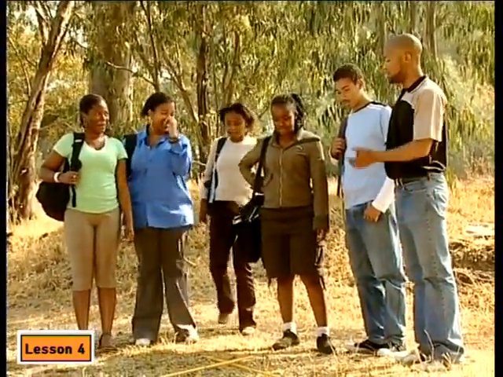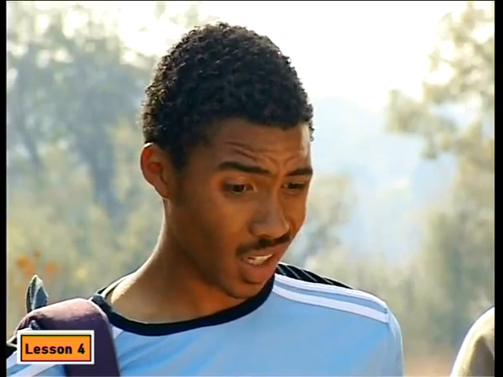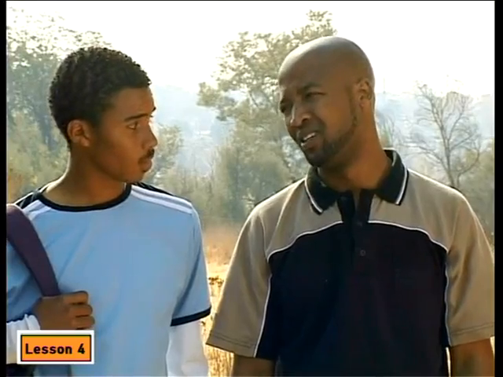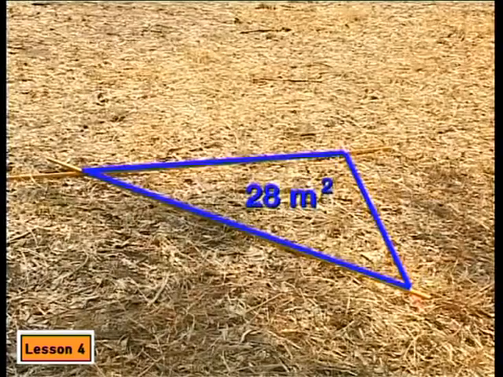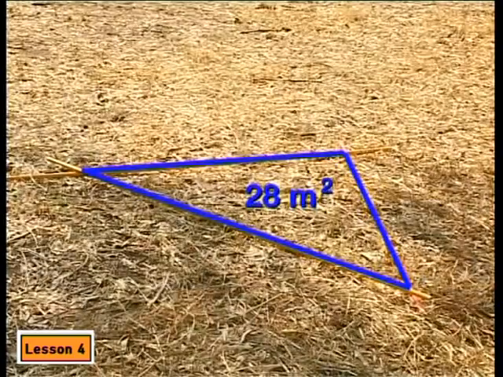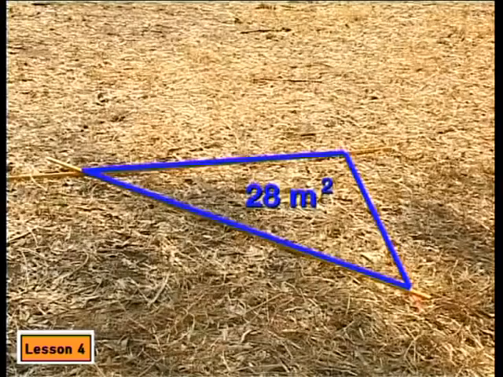Okay everyone, we're here. Who put these poles here? Who do you think? These poles make a triangle on the ground. The area inside the triangle is 28 square meters. This time you may need to do some measuring. Your challenge is to find the angle between the shortest pole and the longest pole.